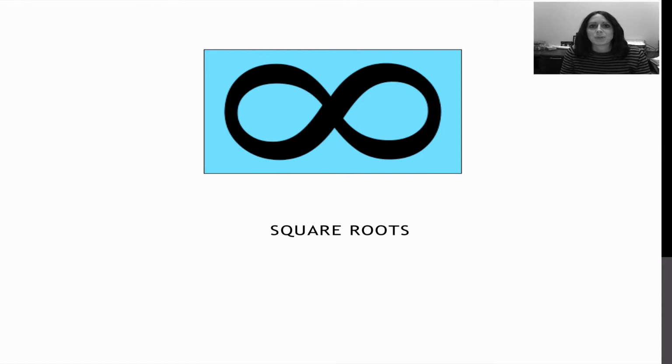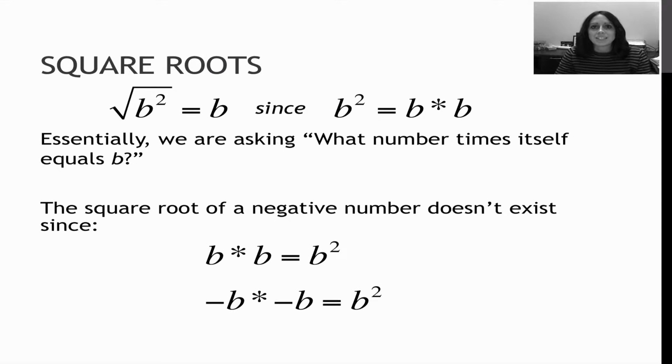This lesson is on square roots, and a square root is essentially us asking what number times itself equals b. So here, when I have the square root of some number, say I've got the square root of 9. Well, 9 can be written as 3 squared, so the square root of 9 is 3. 3 times 3 is 9, so that's where we get that value.